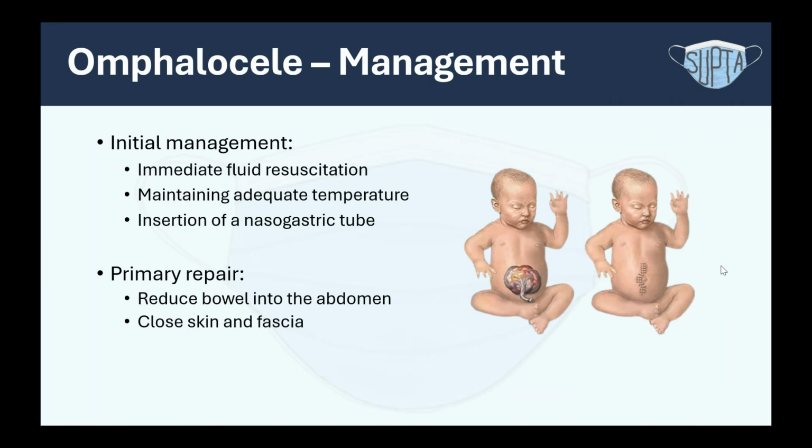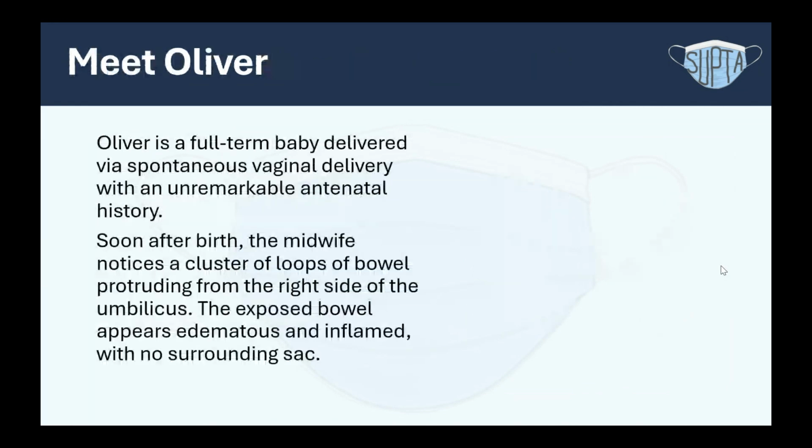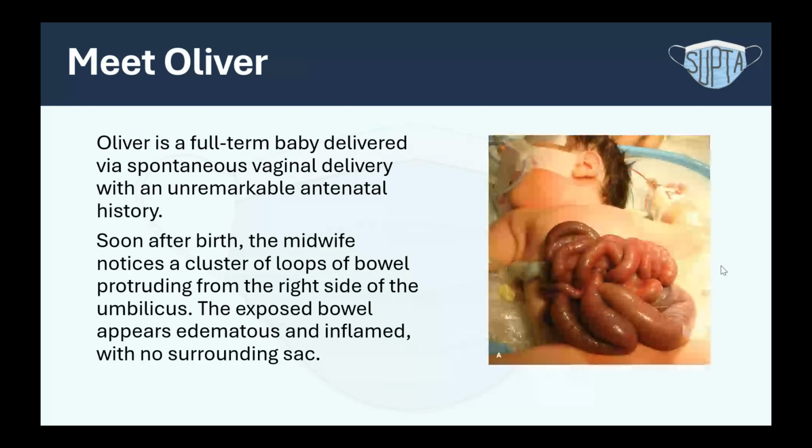Now, while you were reviewing, you were reminded of another patient you saw the day before, with quite a similar presentation, and his name was Oliver. Just for some context, Oliver is a full-term baby delivered by a spontaneous vaginal delivery. When he was born, there was a cluster of loops of bowel protruding out of his abdomen. She mentioned that the bowel looked really angry and inflamed, and noted that there was no protective membrane.